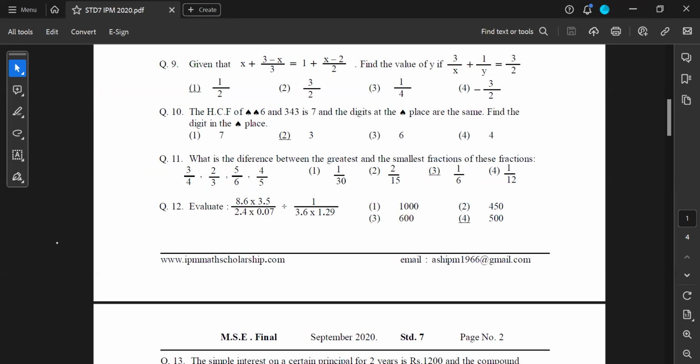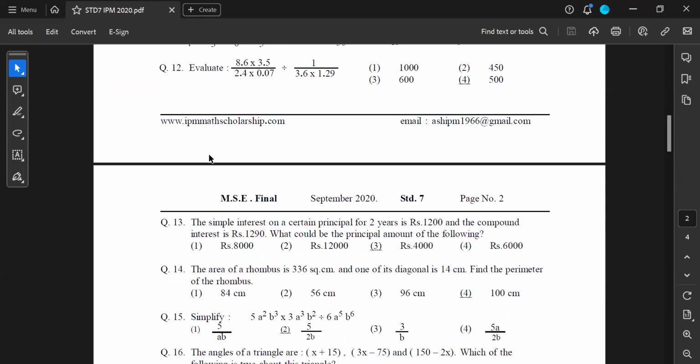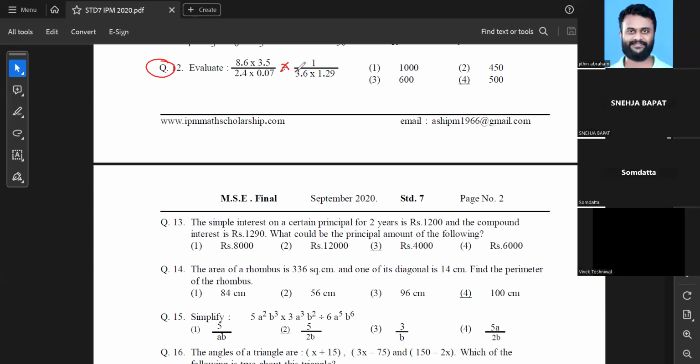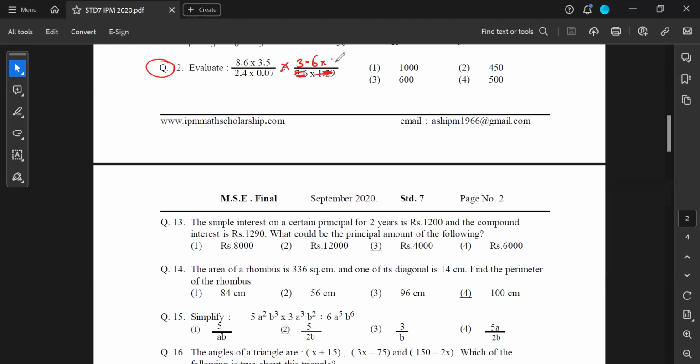Let's proceed to the next question, dear children. 12th question. Evaluate so and so. First of all, I'm going to convert this division into multiplication. You might have already been taught this. When I convert this division into multiplication, I basically swap the numerator and denominator. So I'll be writing this 1 below and I'll be writing this 3.6 above. So I'm writing 3.6 over here multiplied by 1.29 over here. Okay.